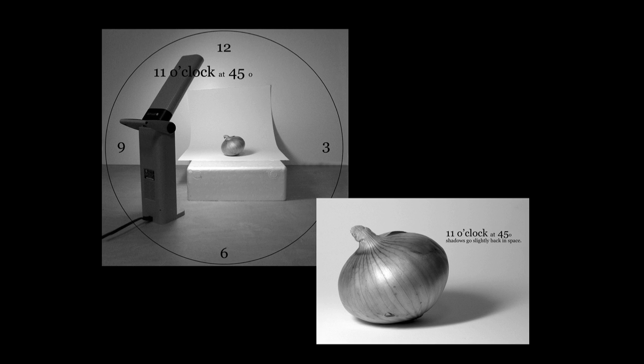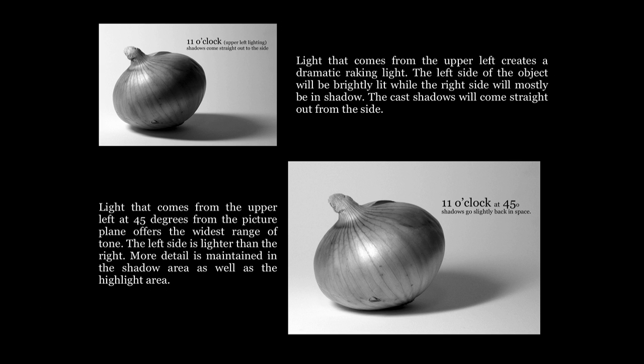But you'll also see something else happening, and what I'm going to do is compare one that's at 11 o'clock and the other one that's at 11 o'clock at 45 degrees. So when we look at the top one, you'll see that the light is much more dramatic. The lighting comes as a sort of raking light, and you can see that the onion has quite a big area that is in darkness. The shadowed area is quite substantial because the light is only coming from the side.